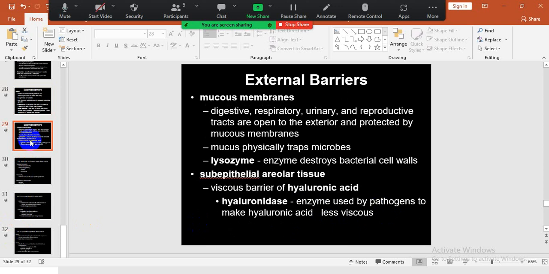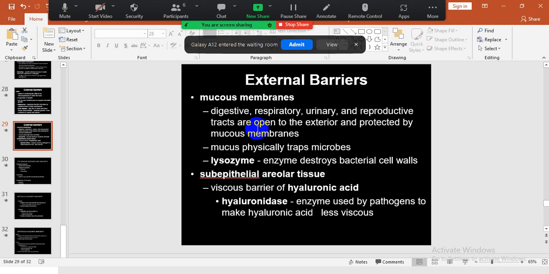Let's go faster, Simon. So mucous membranes too, what they do is that they are located in the digestive, respiratory, urinary, and reproductive tracts. And your digestive system produces a lot of mucus. Your respiratory system too. Your urinary system, there's a lot of mucous membranes there. What is the function? Mucus physically traps microbes. Mucus is also associated with lysozymes. And lysozymes are enzymes that destroy bacterial cell walls.